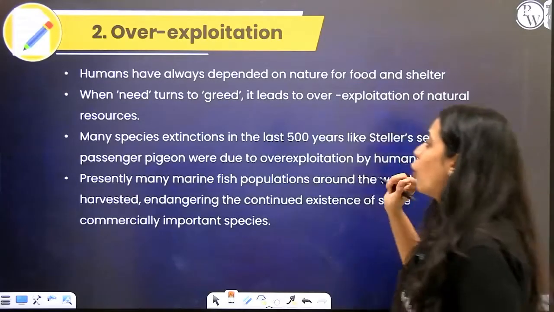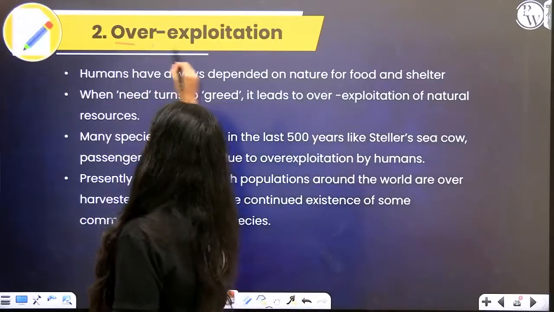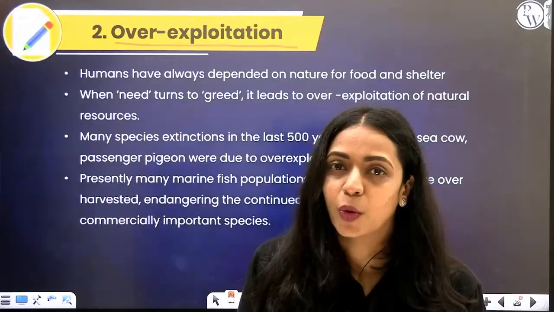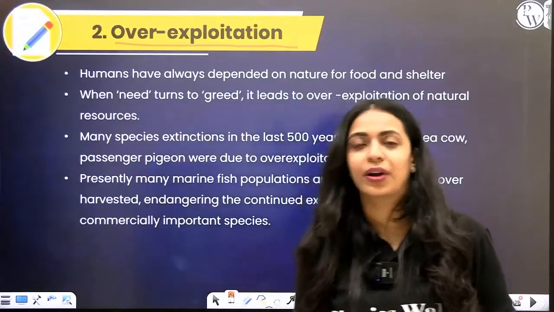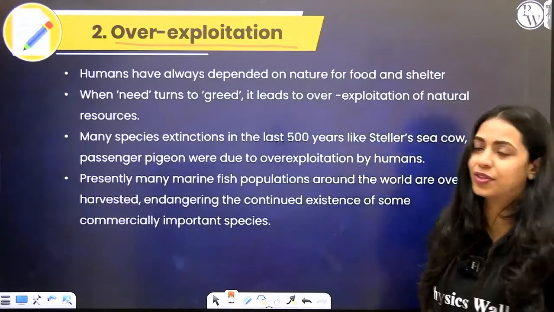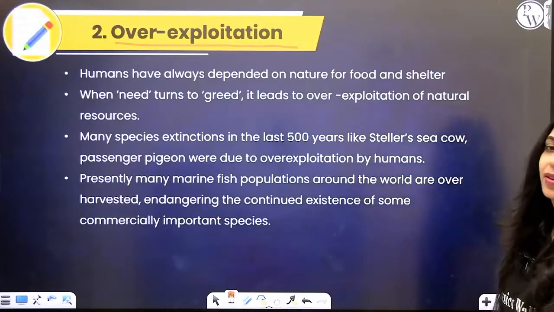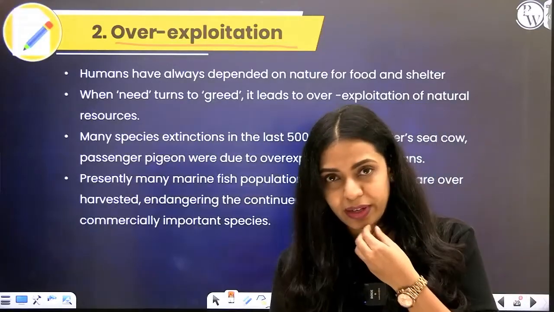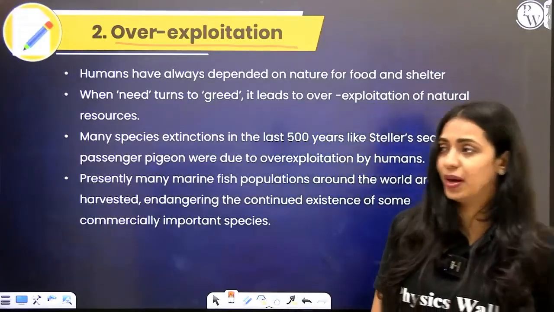Next point, overexploitation. Humans always are not needy, they are greedy. They don't just take what is required, they take more and more and more and keep taking until there's nothing left, right? Humans have always depended on nature. We depend on nature, we still do. We depend on nature for food, we depend on nature for furniture, we depend on nature for medicine.